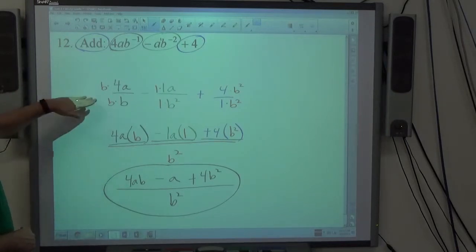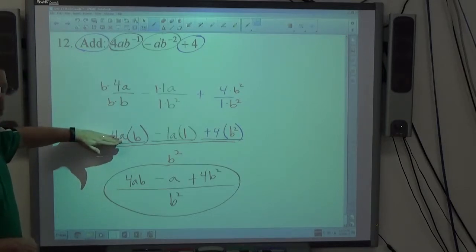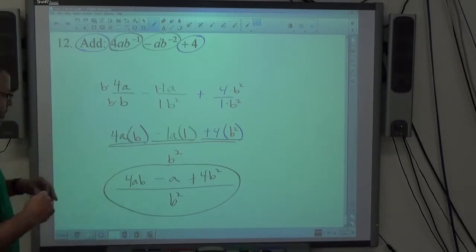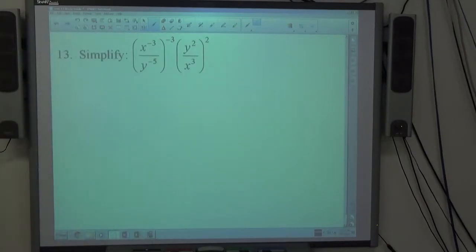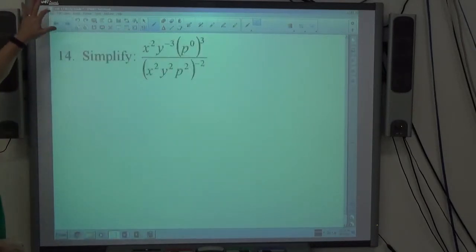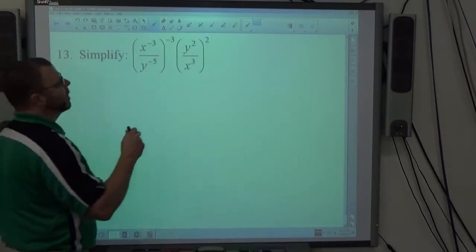So least common denominator: make every denominator the least common denominator, modifying the numerators appropriately, and then just simplify everything. 13, I believe 14 also, are just laws of exponents. They kind of look different, but they're basically the same kind of problem.